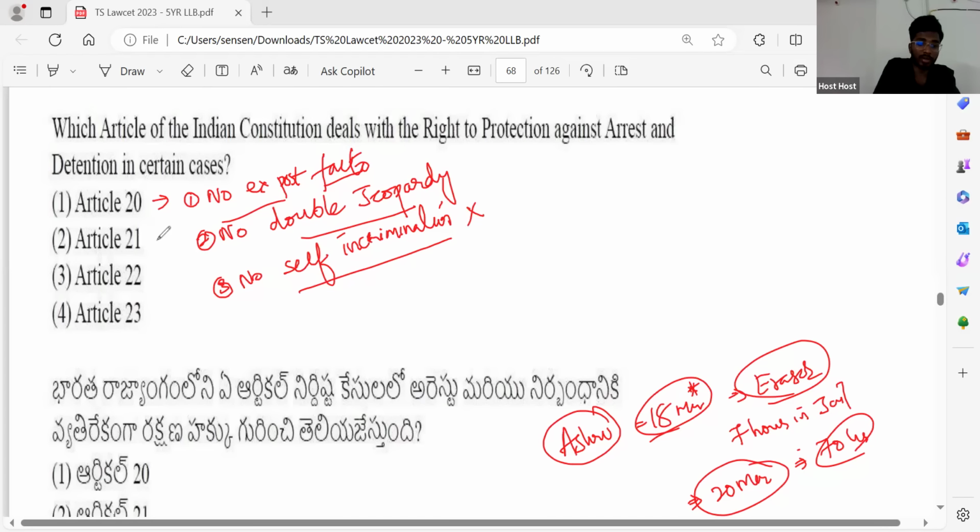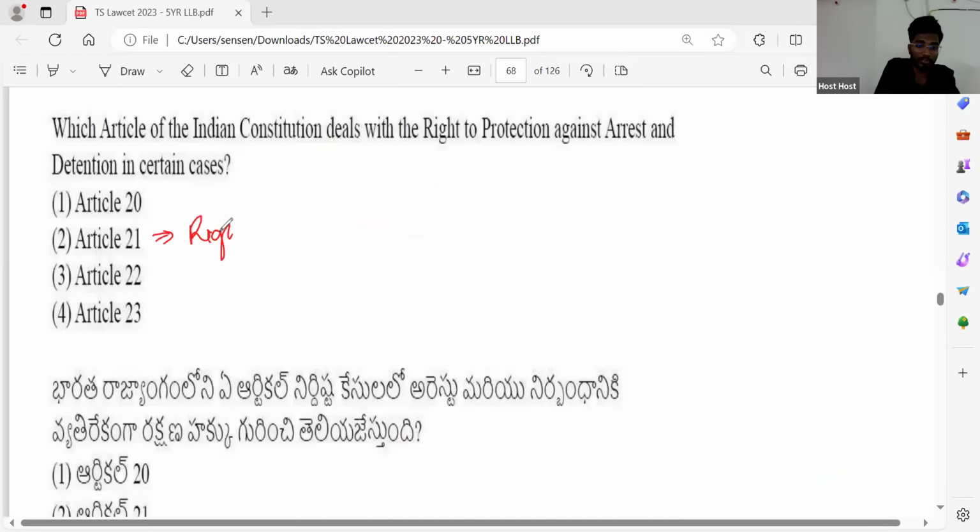Now come to 21. 21 is right to life. Very good, Ipsita. Well done. Right to life and personal liberty. Okay. So right to life is there under Article 21.